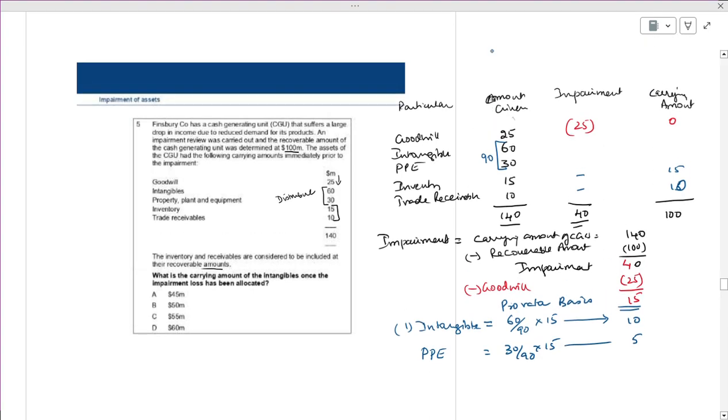Here we have to reduce 10, and here we have to reduce 5. How much will you get here? 50, and here you will get 25.